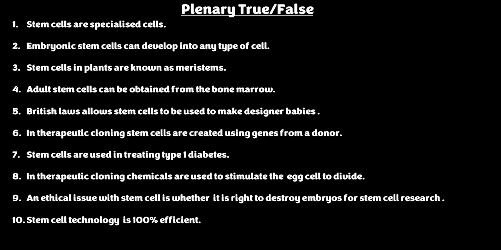Now let's look at this true or false plenary to summarize the lesson. Stem cells are specialized cells. That is false. They are undifferentiated cells. Embryonic stem cells can develop into any type of cell. That is true. Stem cells in plants are known as meristems. That is true. Adult stem cells can be obtained from the bone marrow. That is true. British laws allow stem cells to be used to make designer babies.